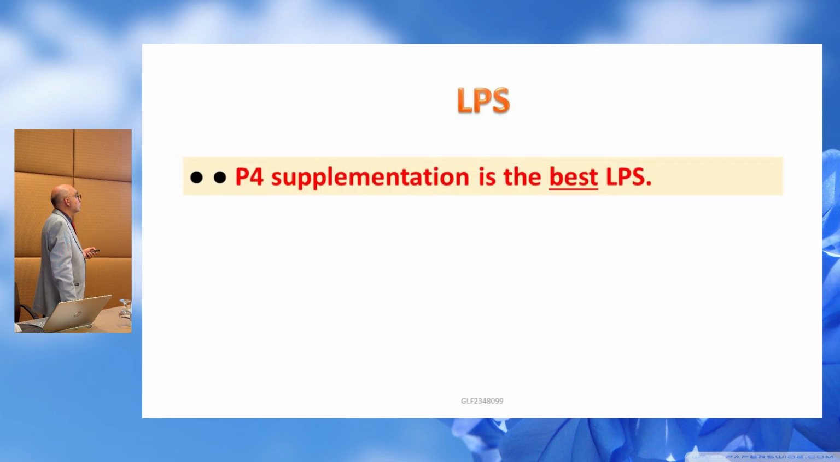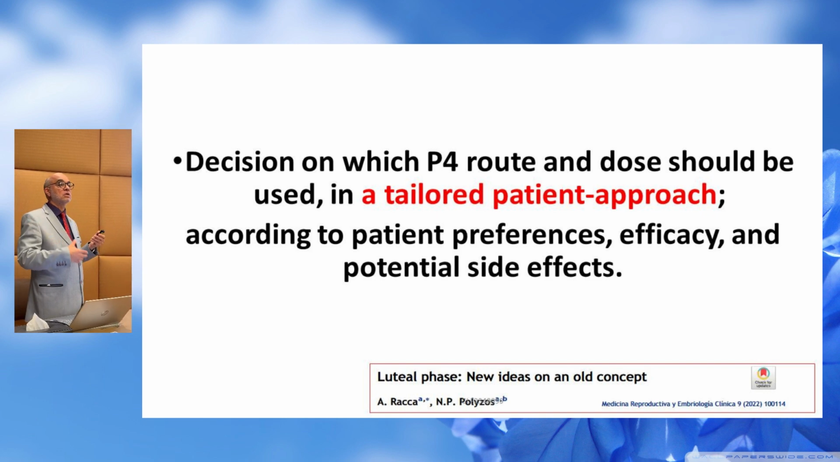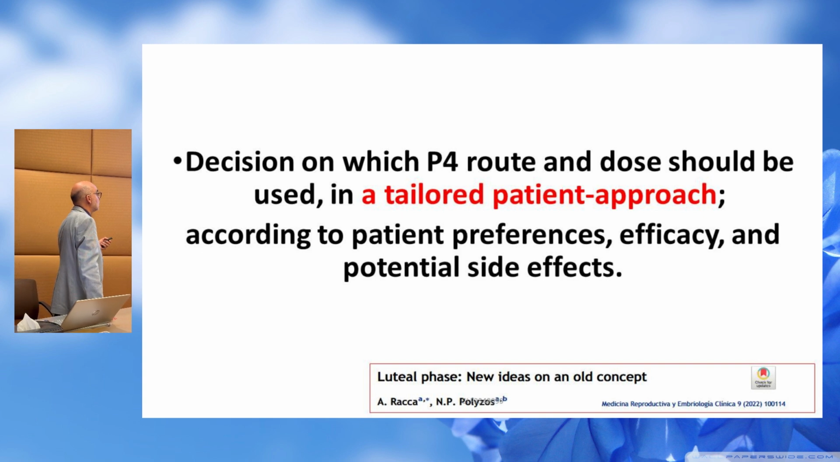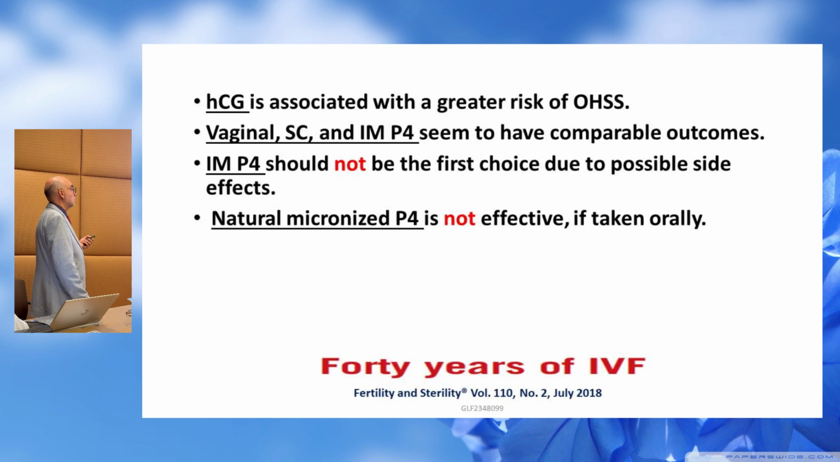And progesterone, of course, is the best luteal phase support. We have to avoid HCG, as I told you, due to ovarian hyperstimulation, and gonadotrophin-releasing hormone studies are just in combination with progesterone. And the decision of which progesterone route and dose is a dynamic problem, still needs more research and more publications, more meta-analyses, more systematic reviews, according to the patient's preference, efficacy, and potential side effects.